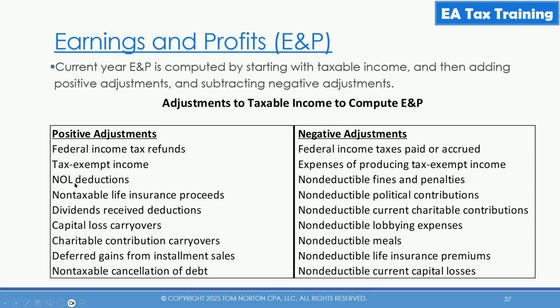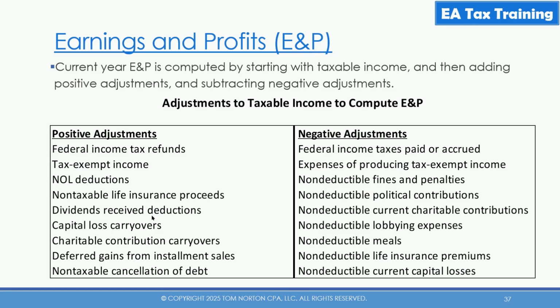NOL deductions, this is something you deducted, but it wasn't actually a current year money out of pocket type of expense. It was a carryover from a different year. So we're going to add that back. Non-taxable life insurance proceeds. So if you have any of those, again, they were not included in taxable income. We're going to add those back. Those dividend received deductions. So you received all the dividends. That was the actual true economics. That's what you received was 100% of the dividends. But for tax purposes, as we saw, you got to deduct 50% of those or 65% of those or even 100% of those, depending on the circumstances. So to figure out your true earnings and profits, you're going to add those back.